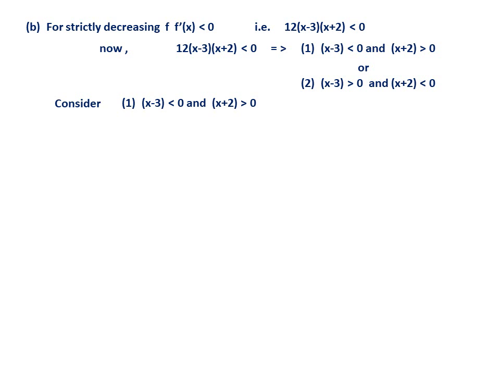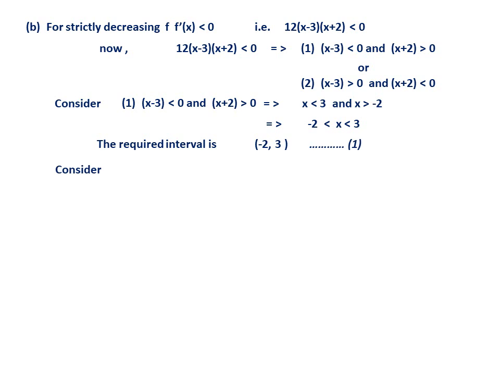Consider the first case, x minus 3 negative, x plus 2 positive means x is less than 3 and x is more than minus 2. So now this is very clear. The given interval is minus 2 less than x less than 3, or the required interval is minus 2 to 3, open interval. Now the second case is not possible, even by common sense. Whenever x minus 3 is positive, x plus 2 cannot be negative, because x is a real number. Anyway, we shall find it.